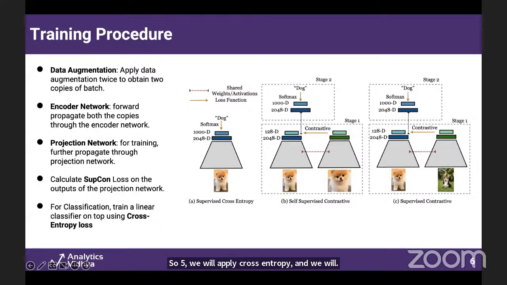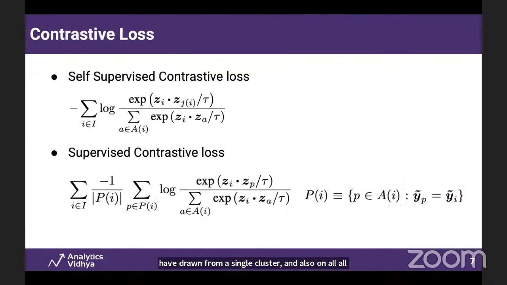Now we will see what exactly a contrastive loss is, because we were discussing a lot about increasing the similarity and decreasing the similarity based on the images that we have drawn from a single cluster, and all of those things, right? So we'll see what exactly this loss is all about, and how we will increase the similarity and how we will decrease the similarity. We have two different losses here. One is the self-supervised contrastive loss, and another one is the supervised contrastive loss.